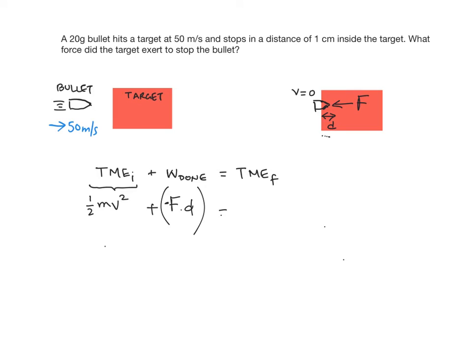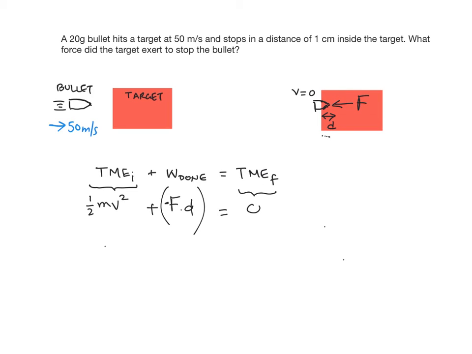And that is equal to the total mechanical energy at the end, which is the sum of the gravitational and kinetic energies. Since there is no kinetic energy, the bullet has come to a stop, and that's the final situation that we consider. There's no kinetic energy. We've considered zero gravitational potential energies, and so that becomes zero.